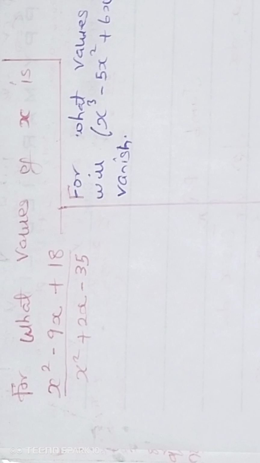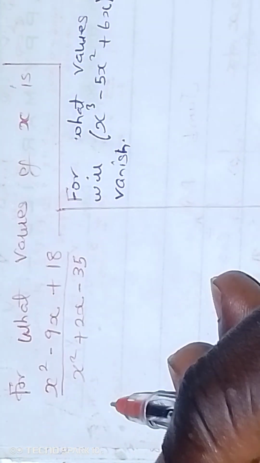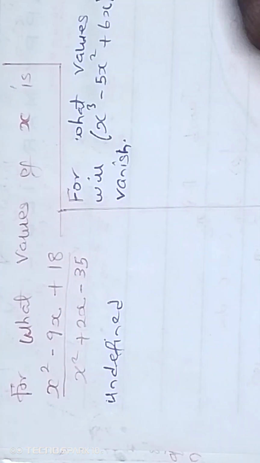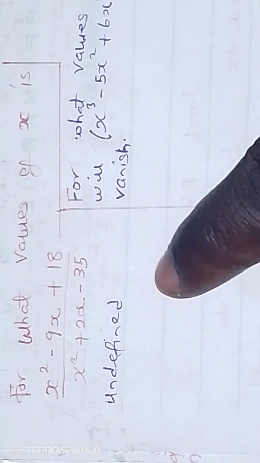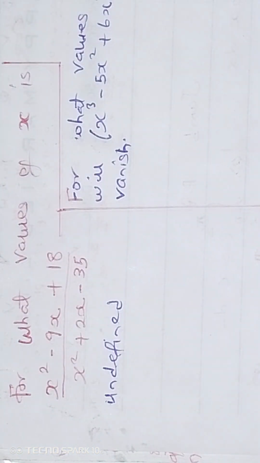Where I had the intention of making you understand how to solve questions that come like this. So this question is from algebra, from algebraic expressions. The question says: for what values of x is this algebraic fraction undefined? So for what values of x is the algebraic fraction x squared minus 9x plus 18 all over x squared plus 2x minus 35 undefined?